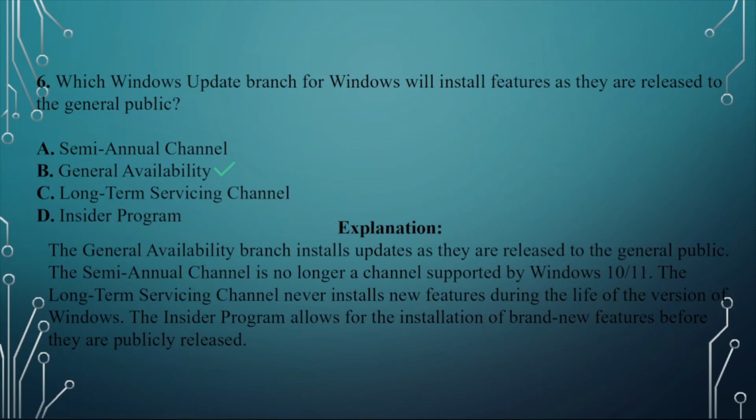That will be B. General availability. So the general availability branch installs updates as they are released to the general public. The semi-annual channel is no longer a channel supported by Windows 10 or 11. The long-term servicing channel never installs new features during the life of the version of Windows. Now the Insider program allows for the installation of brand new features before they are publicly released.